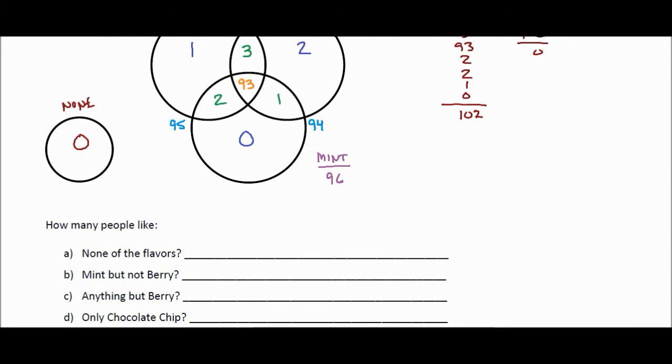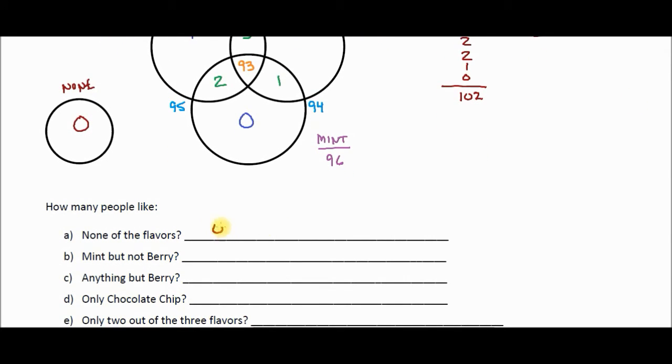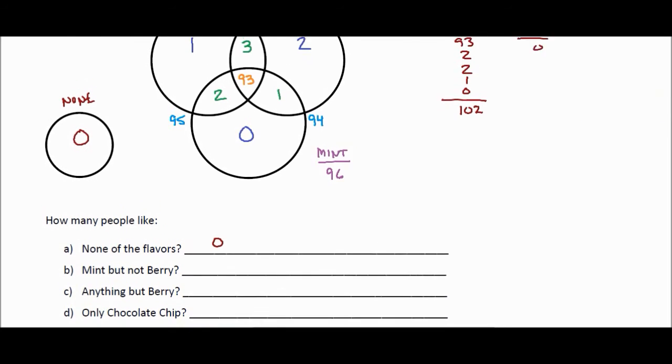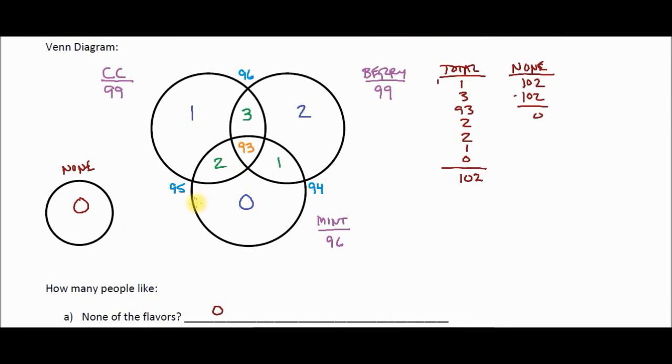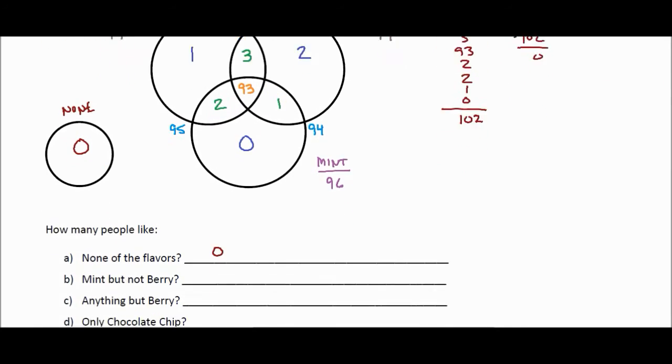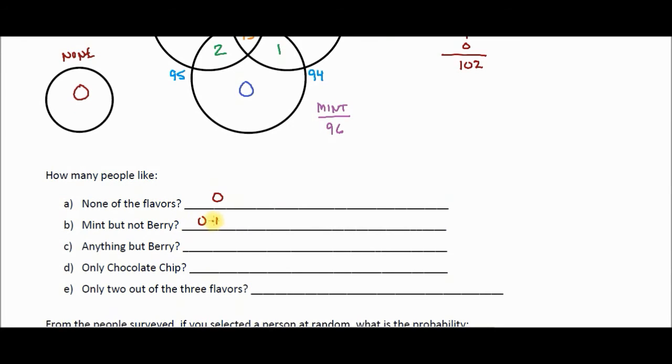All right, let's use our Venn diagram now to solve some probabilities. First of all, how many people like none of the flavors? Gee, we did that already. How many people like mint but not berry? They like mint. They're in here, but they don't like berry. So let's take a look at that. Here's all the people that like mint, but these people right here also like berry. That leaves us with the 0 and the 2. So in this case, we have 0 plus 2. That means 2 people like mint, but not berry.